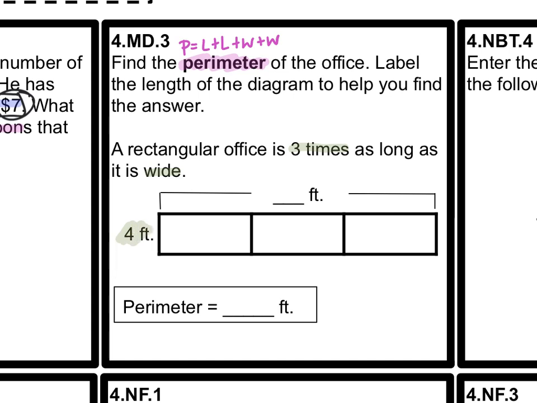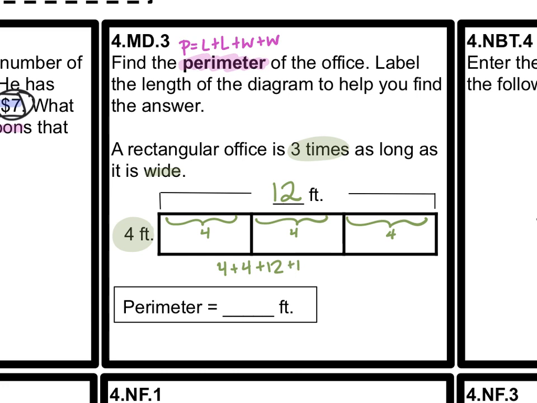Well, here the width is 4. So what we're ultimately going to be doing is 4 times 3. And I can prove it because each of these boxes would be 4 because he is multiplying it by 3. So if I do it this way, 4 times 3 is 12. So the length of this side is going to be 12 feet. So the perimeter is ultimately going to be 4 plus 4 plus 12 plus 12.